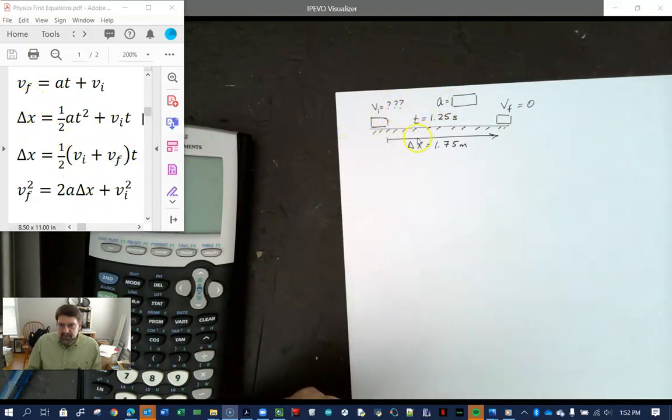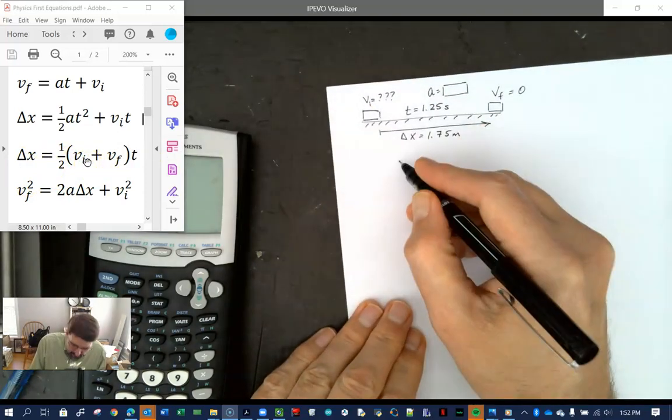So what do we have? We have t, delta x, and v final. We don't know a. We don't know Vi. So what equation does not have a in it? What equation does not have acceleration? Oh, it's the third equation. So that's the one we're going to start with.